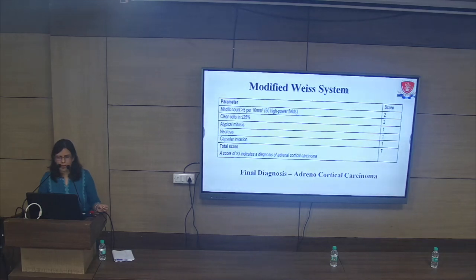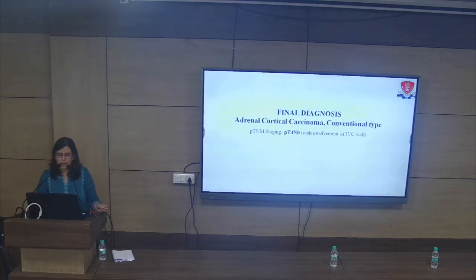If we get a score of greater than or equal to 3, it indicates a diagnosis of adrenal cortical carcinoma. In our case, all the criteria were met, so we got a score of 7 and the final diagnosis of adrenal cortical carcinoma was made. So my final diagnosis was adrenal cortical carcinoma, conventional type, with a pathological TNM staging of pT4N0 due to the involvement of the IVC wall.